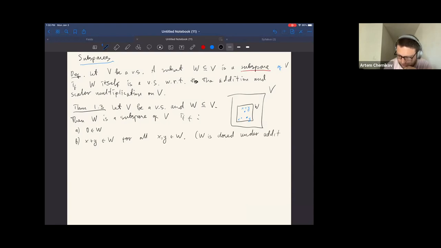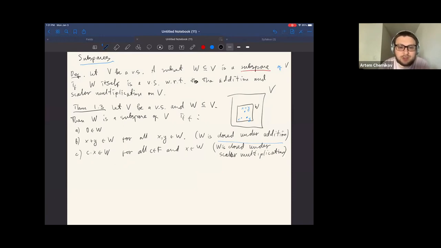So when you keep adding vectors in W, you can never get outside of W. And finally, it also has to be closed under scalar multiplication. So we have that C times X is in W for all C in F and all X in W. And to this property, we refer by saying that W is closed under scalar multiplication.